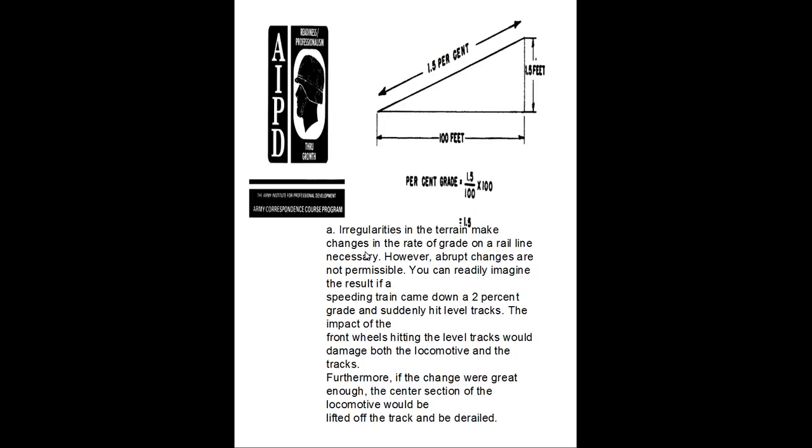Irregularities of the terrain make changes in the grade of the rail line necessary. However, abrupt changes are not permissible. You can readily imagine the result of a speeding train coming down a 2% grade and suddenly hitting level track. The impact of the front wheels hitting the level track would damage the locomotive and the tracks. Further, if the change in grade were great enough, the center section of the locomotive would be lifted off the track and derailed.